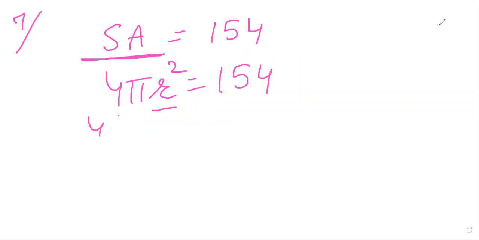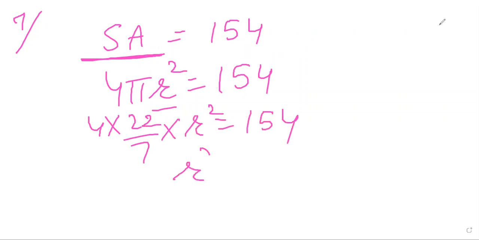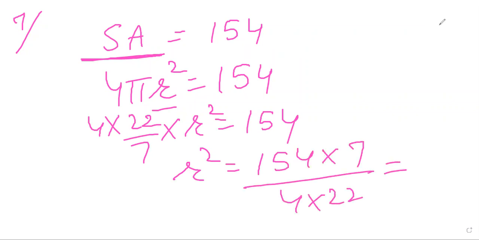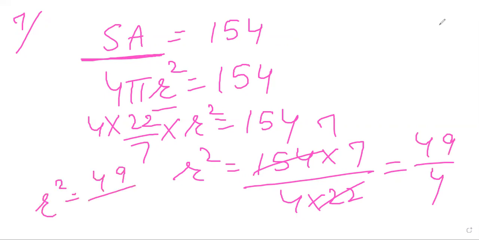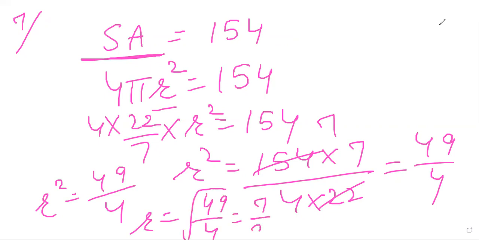So let's solve it. 4 into 22 upon 7 into r square is equal to 154. Then r square is equal to 154 into 7 upon 4 into 22. After solving it, we'll get 49 upon 4. So r square is equal to 49 upon 4. So r is equal to square root of 49 upon 4, that is 7 upon 2. So the radius is here 7 upon 2 centimeter.